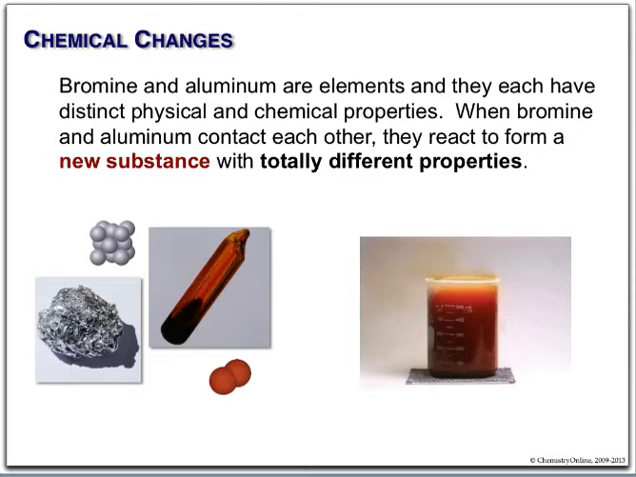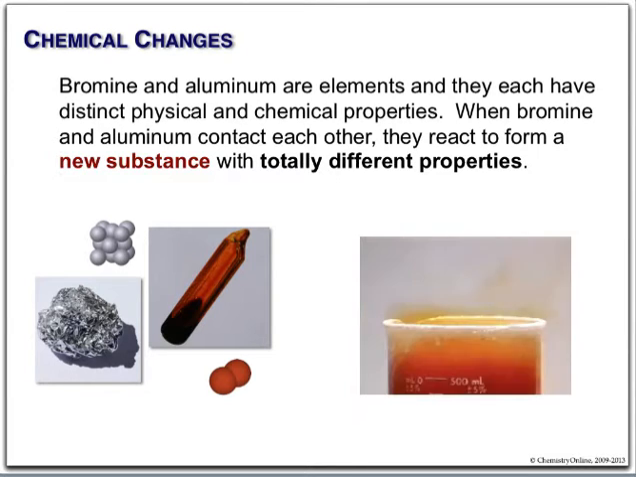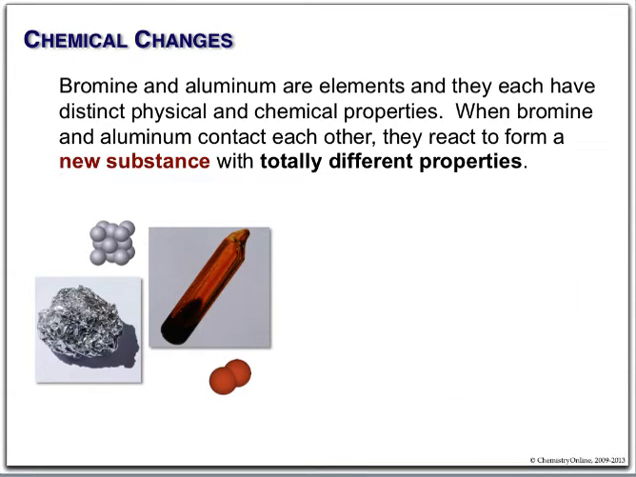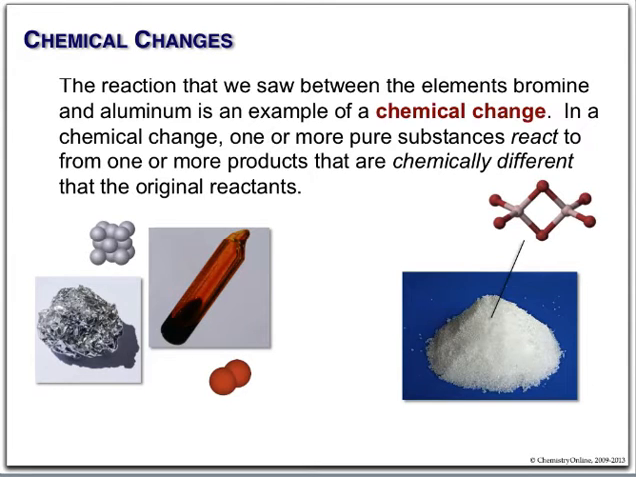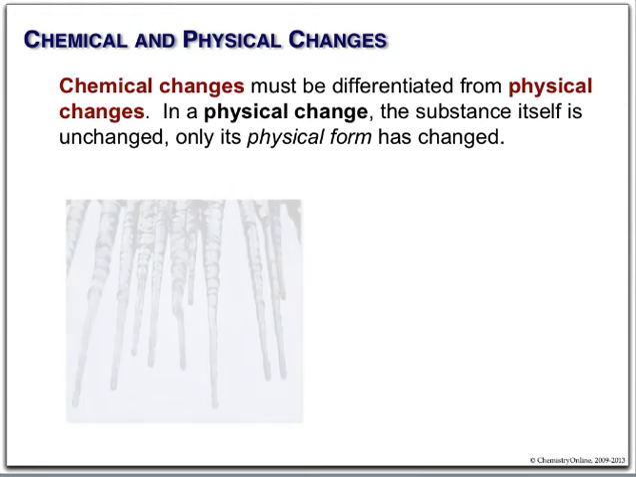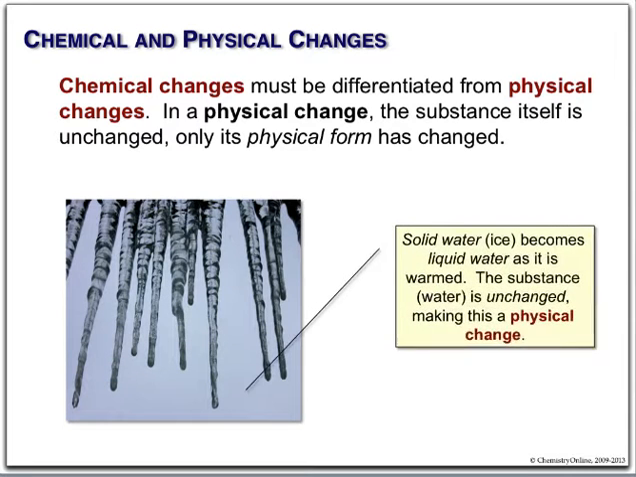And when you're done, you're left with a beaker with this little fringe of white crystalline substance around it. This is aluminum bromide. And when we describe a chemical change like this, we start off with a set of reactants. We wind up with a product that has totally different chemical and physical properties from what we started with. That's an example of a chemical change.